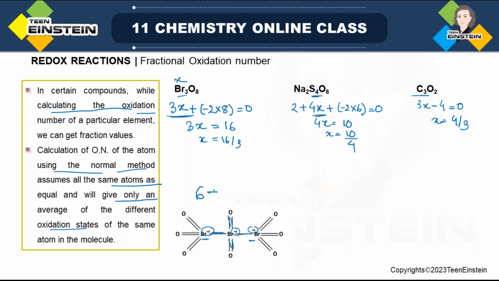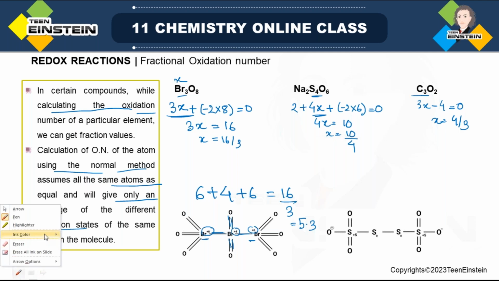Now if you add 6 plus 4 plus 6, you will get 16. There are a total of 3 bromine, so that is why it is 16 by 3, and you get a fraction, 5.3. This is the reason why we get a fractional oxidation number. What about the next molecule? The next molecule is like this. It is the actual structure.